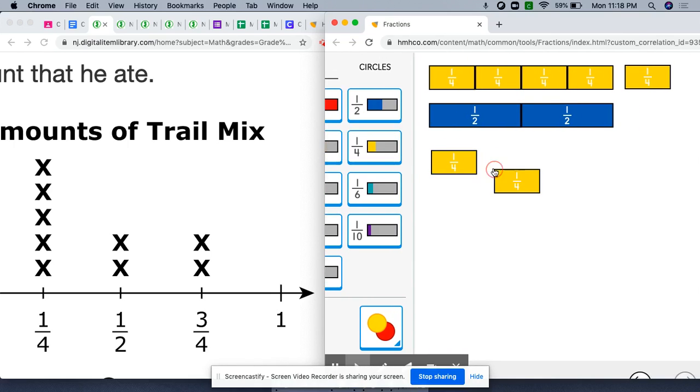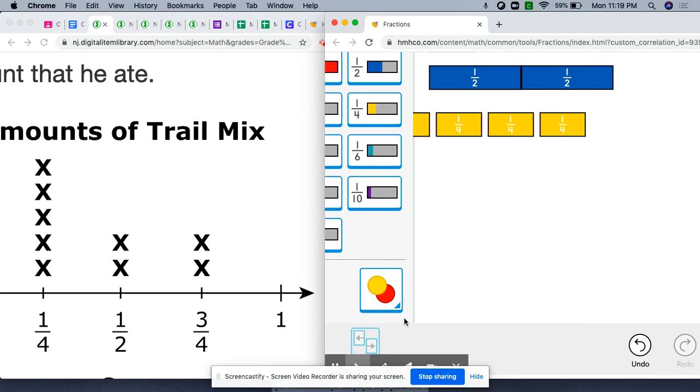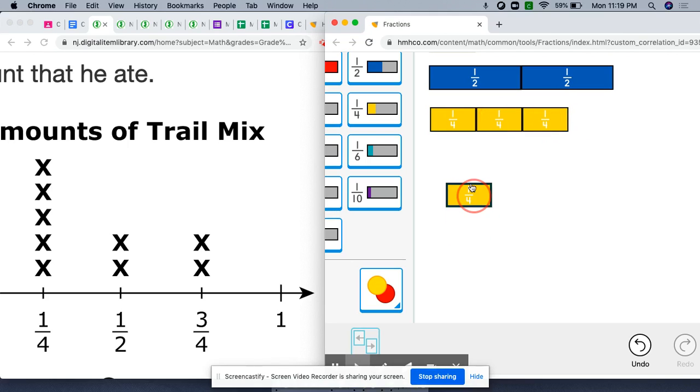So that's 1, 2, 3. It's not what I meant to do. Let's take that apart. Okay, so this is the first 3 fourths that he had, and then the other 3 fourths right over here.